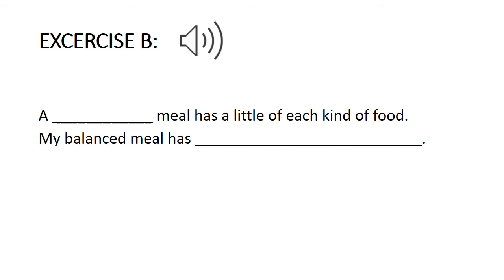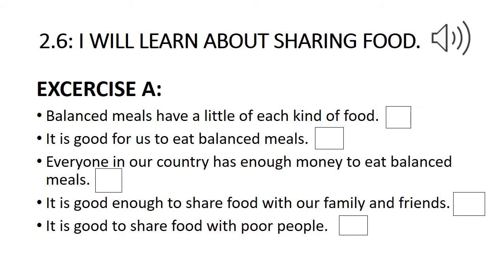Now that's it. 2.6 values. I will learn about sharing food. Now here, exercise A. Now here we have given some tick and cross. We have to read the sentences and we have to choose whether the sentence is right or not.